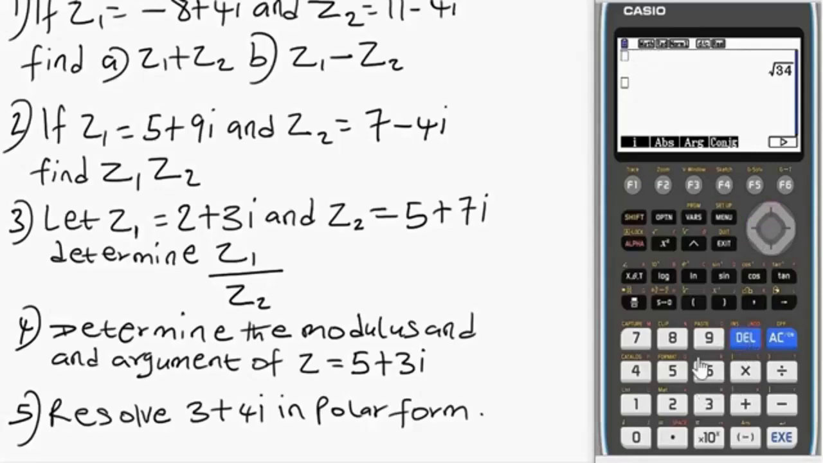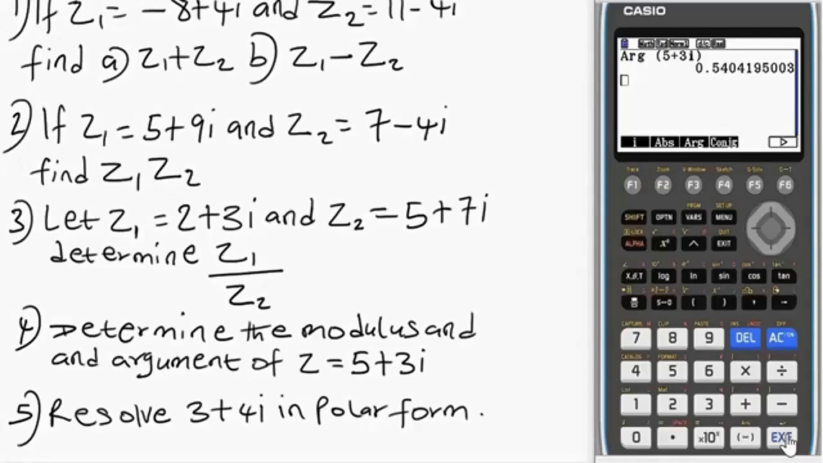Then we have arg, F3 in brackets. We have 5 plus 3i, close the brackets, press execute. 0.54. Now this is the answer or result in radians. By default my calculator is in radians.